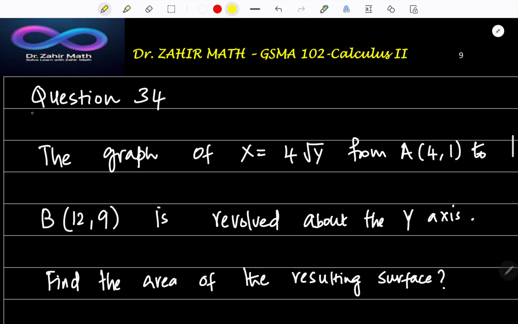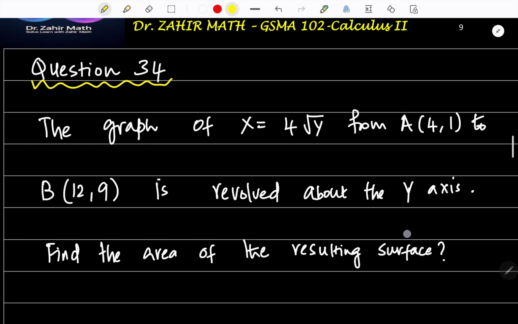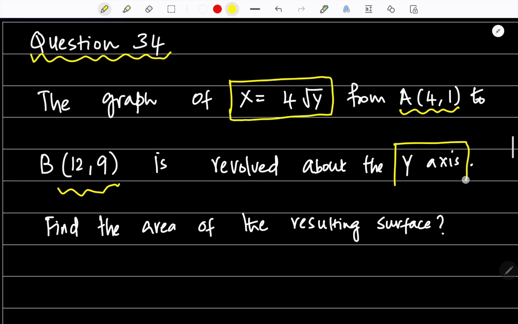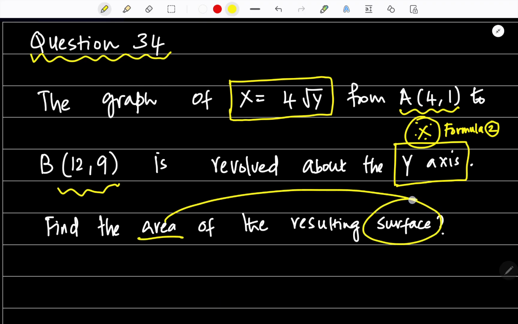Right, let's go for question number 34. The graph of x is equal to 4 times square root of y, from the point A equal to (4, 1) to B (12, 9), is revolved about the y axis. This is very, very important. So it means what? It is formula number 2, right? Find the area. Is it 6.1 area, teacher? No. This is the area of the surface. So this is going to become surface area. Clear?